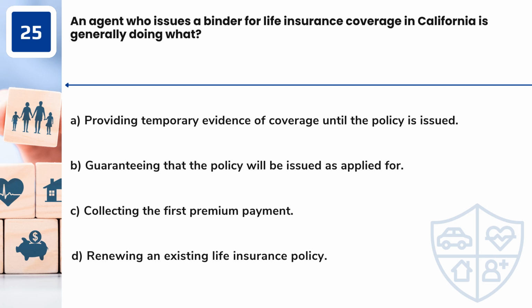Question 25. An agent who issues a binder for life insurance coverage in California is generally doing what? A. Providing temporary evidence of coverage until the policy is issued. B. Guaranteeing that the policy will be issued as applied for. C. Collecting the first premium payment. D. Renewing an existing life insurance policy.